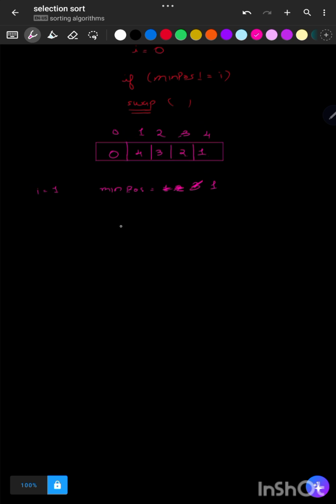So what happens is we swap the element at index i, which is equal to 1, and the element at index 4, the min index. Yeah, that's it. So the array becomes 0, 1, 3, 2, 4. And similarly, the process will continue for i equal to 1, i equal to 2, and so on.